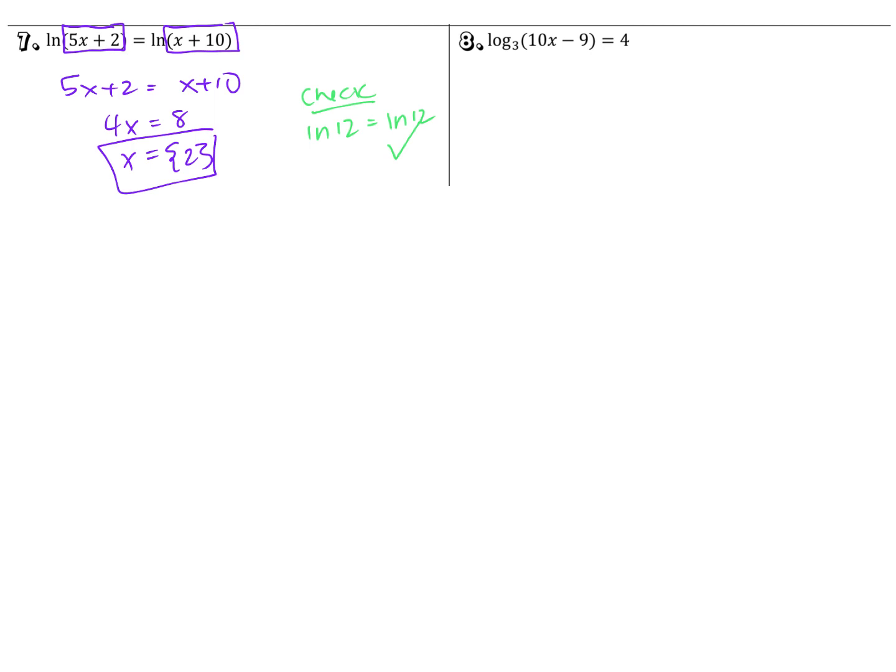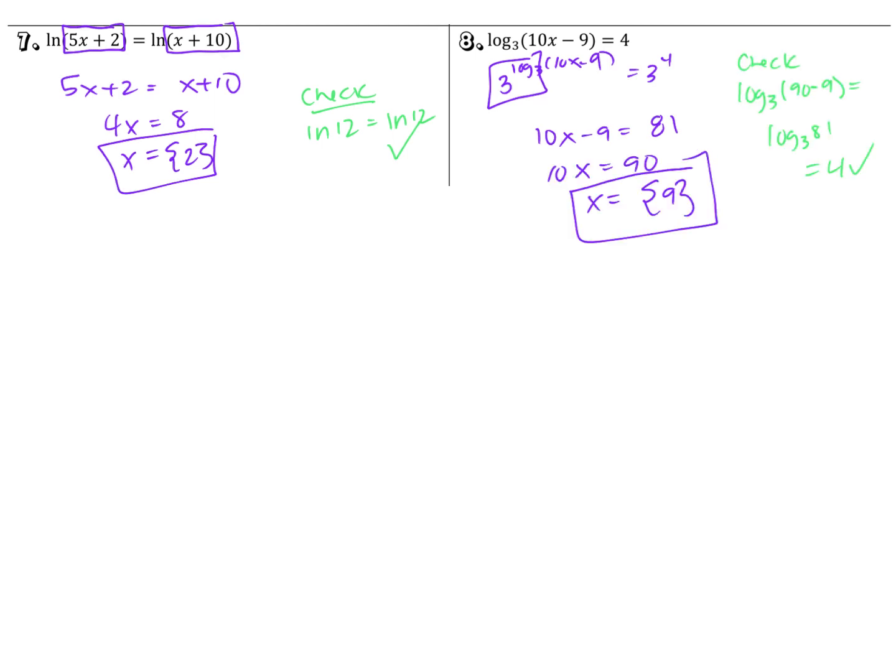On number 8, since there's only one log, we're going to exponentiate both sides, so 3 to the log base 3 of 10x minus 9 equals 3 to the power of 4. Since 3 to the log base 3 is 1, we're going to have 10x minus 9, 3 to the fourth is 81, and then go ahead and solve that equation for x and check your answer. And that one works as well.